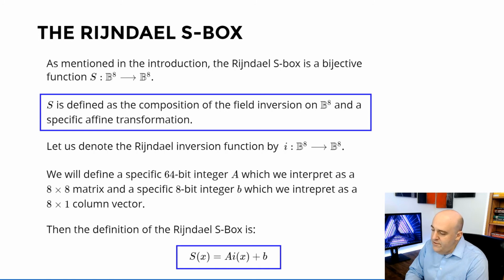And we'll define a specific integer A and B in a second. A is 64 bits, B will be 8 bits. And we interpret them as an 8 by 8 matrix and an 8 by 1 column vector. Then the Rijndael S-Box is defined to be S(X) = A times I(X) plus B. So I(X) is done first. You get a column vector. You multiply it by the matrix A, and then you XOR B onto that. And then you get the value of S(X).